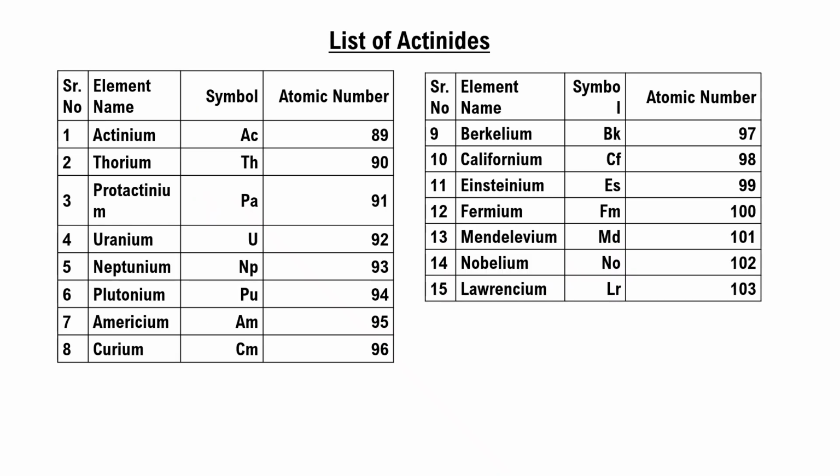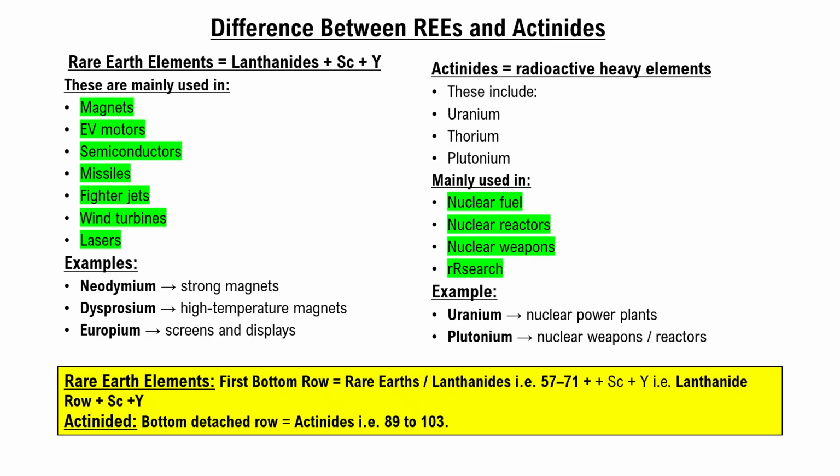Now coming to another list, and this list is of actinides. Actinides are about 15 elements, including elements like uranium, thorium, plutonium, and fermium, etc. What is the difference between rare earth elements and actinides? This is very, very important.